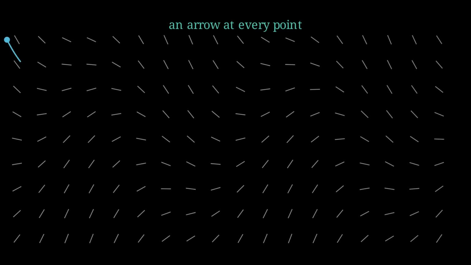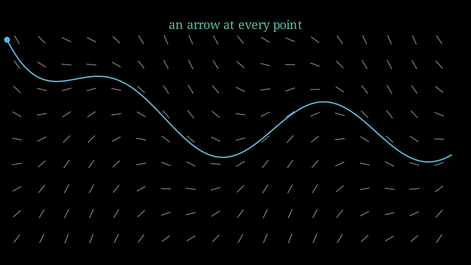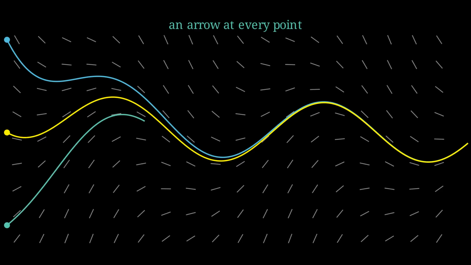So where are the solutions? Already on the screen. Drop a point anywhere and let it follow the arrows, always turning to match the arrow under its feet. The path it traces is a solution. Drop it somewhere else and you get another one. No algebra happened. We read the answers straight off the picture.